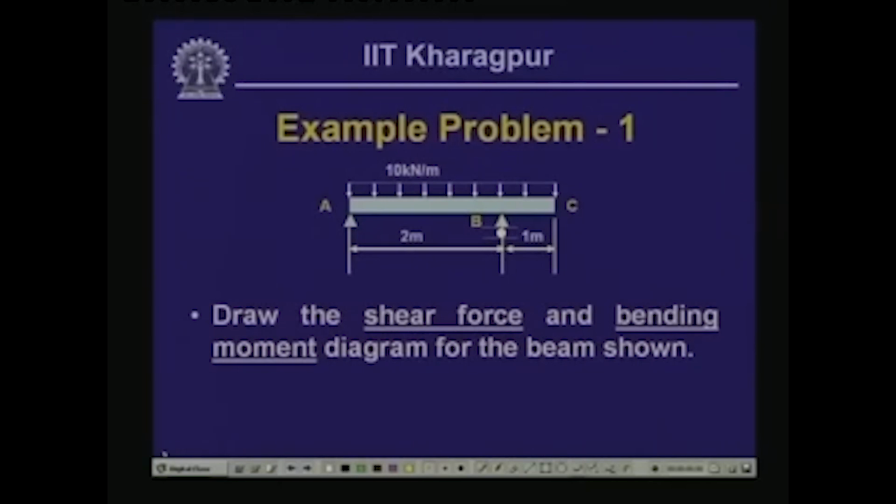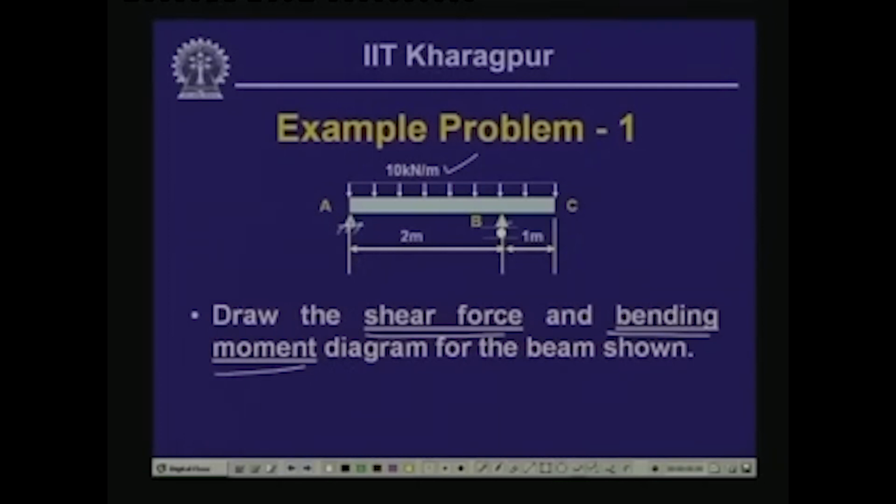Now, this is the example problem which I had given you last time and asked you to solve. Let me tell you the salient points of this. We will have to draw the shear force and bending moment diagram for this particular beam. As you can see here, this is on a hinge support and this is on a roller support, and there is an overhang on this beam, and it is subjected to a uniformly distributed load of 10 kilonewton per meter.